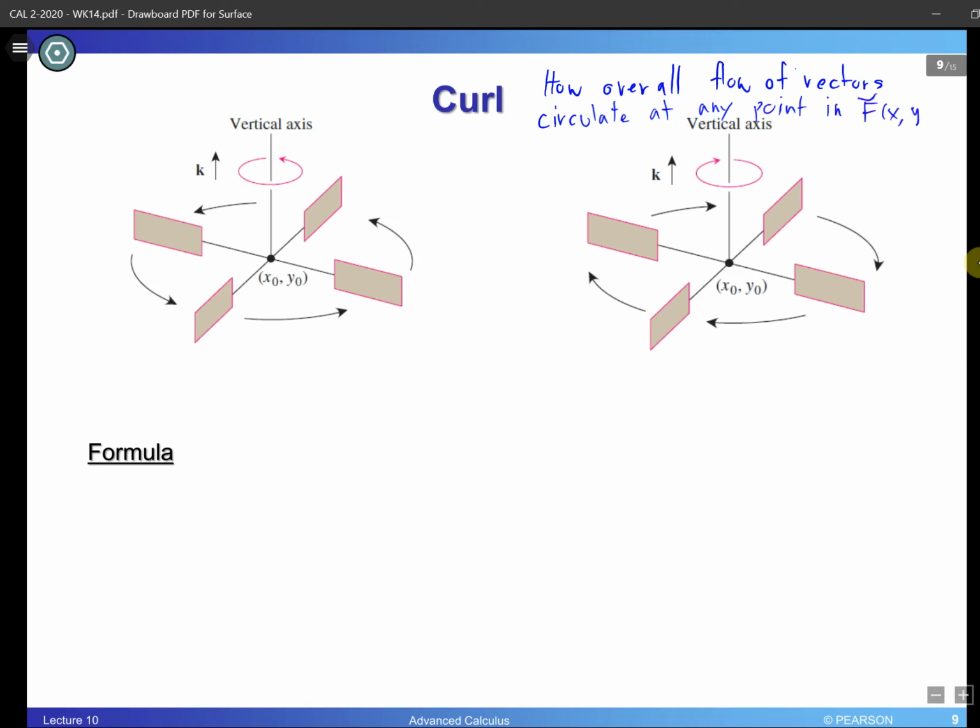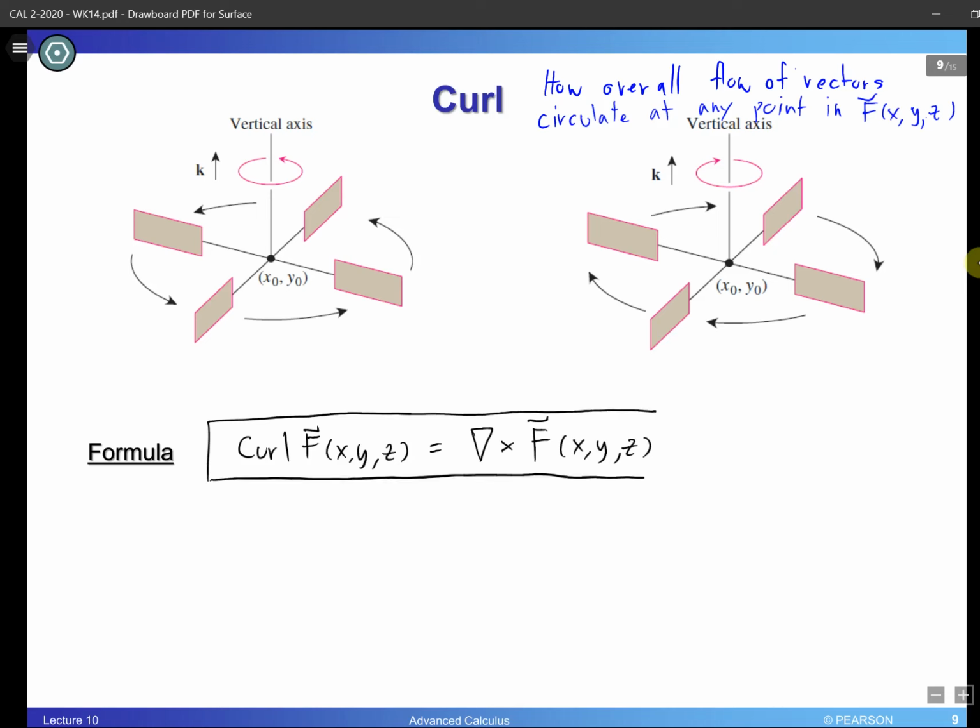Okay, let's start with the formula for this curl. I'm going to write it down right here. It's going to be the same as what we had before. The curl of a vector field big F at any point in the space, let's put x, y, z in for now, is going to be equal to the cross product between del, so del is back again, cross with the vector field itself. Alright, so that is the main formula for curl. Let's put a box around this one.